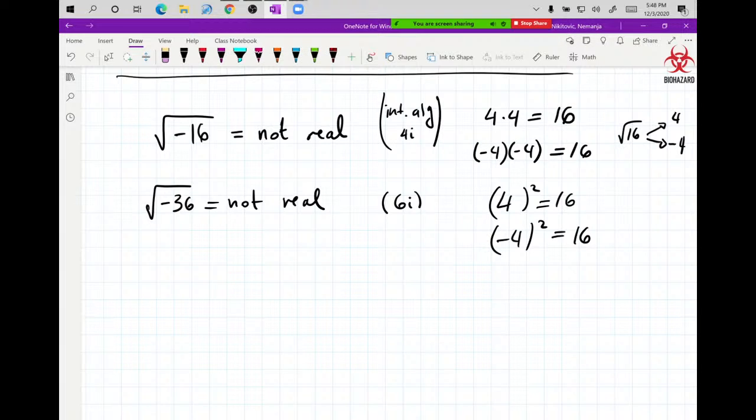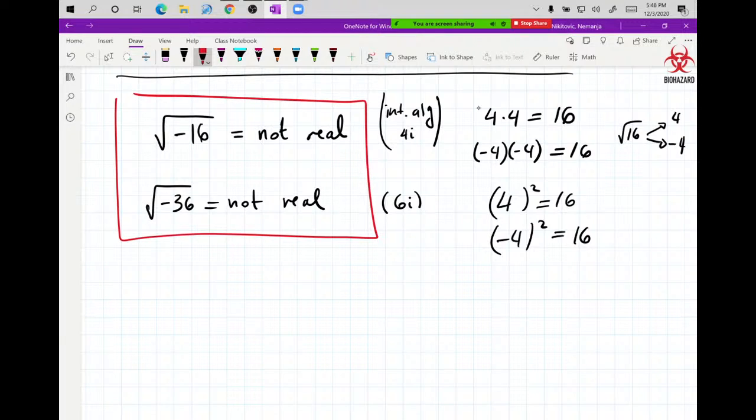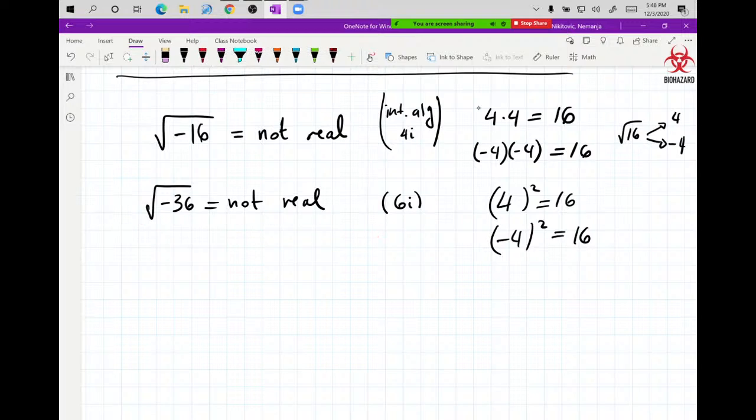So for you guys, you need to be aware that when there is a negative inside the square root, it will always give us the complex answer, not a real, non-real answer.